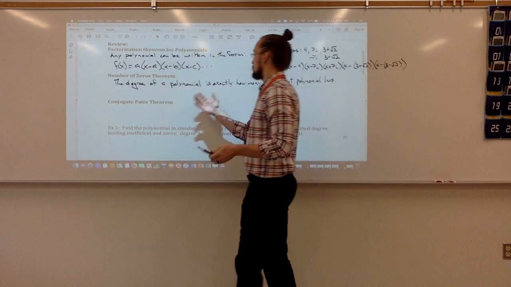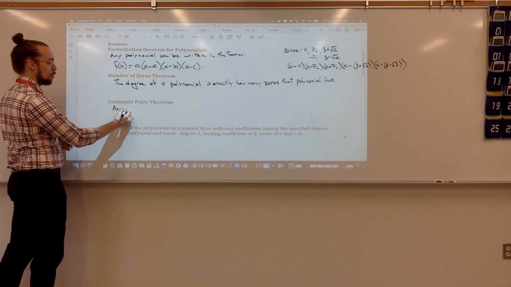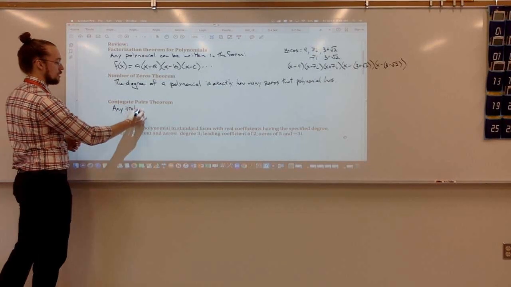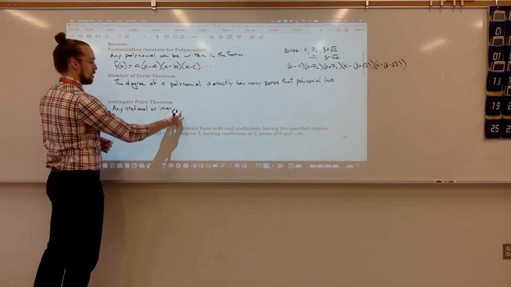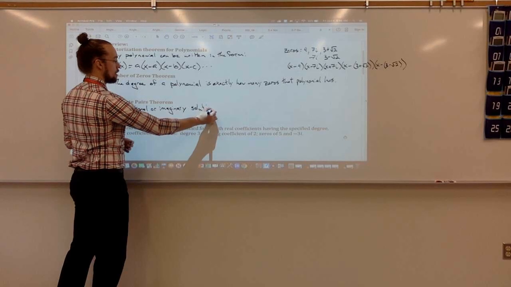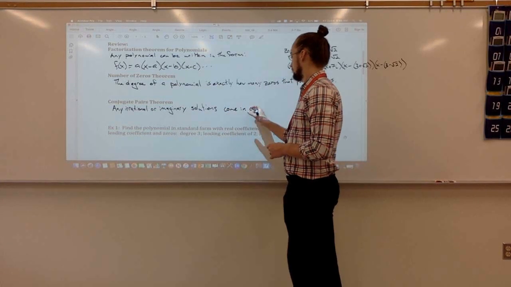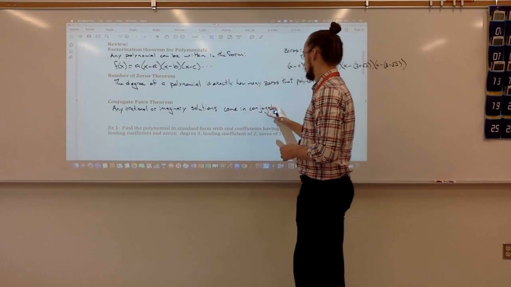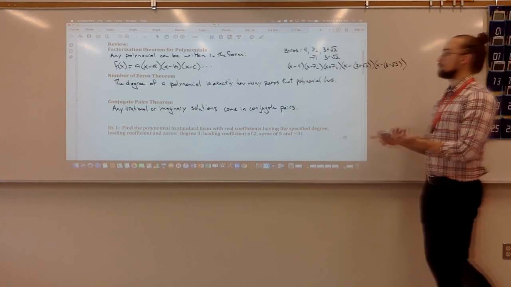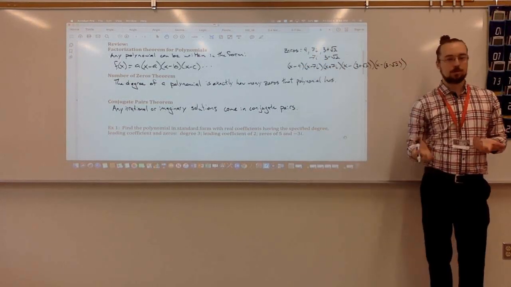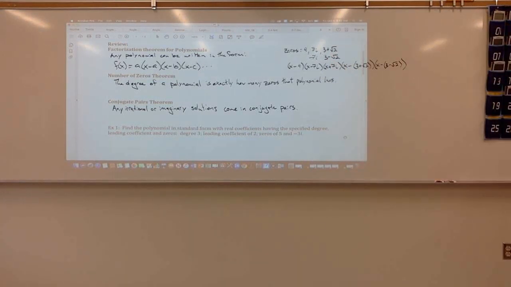Okay, and then the last one we just kind of talked about already, the conjugate pairs theorem. Any irrational or imaginary solutions come in conjugate pairs. So if 7i is a 0, negative 7i is a 0. If 3 plus the square root of 2 is a 0, 3 minus the square root of 2 is a 0.